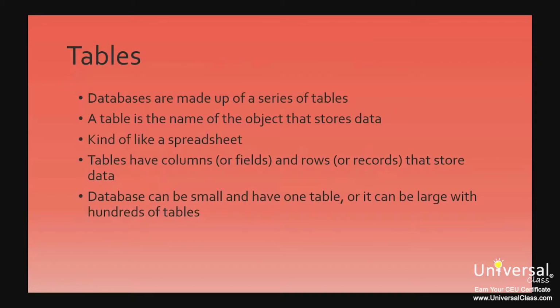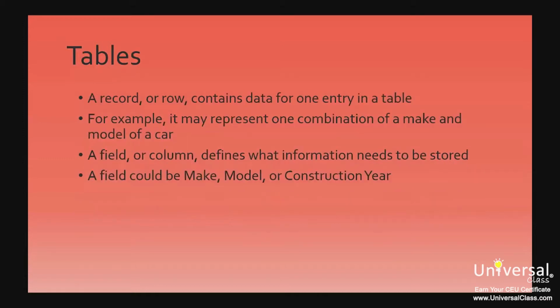Databases are made up of a series of tables. A table is the name of the object that stores data. It's kind of like a spreadsheet, if you've worked with those before. Tables have columns, which are also known as fields, and rows, which are also known as records, that store the data that you need. A database can be small and only have one table, or it can be a large database with hundreds of tables.